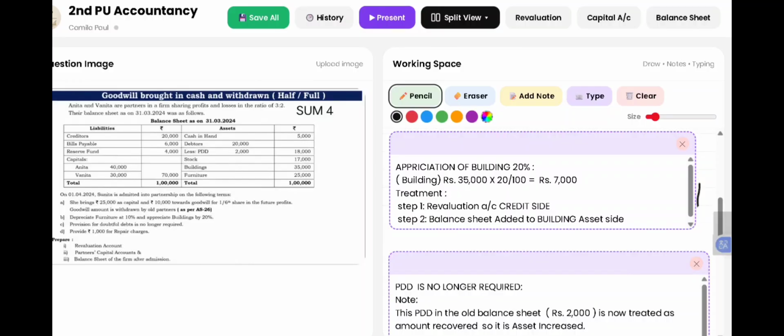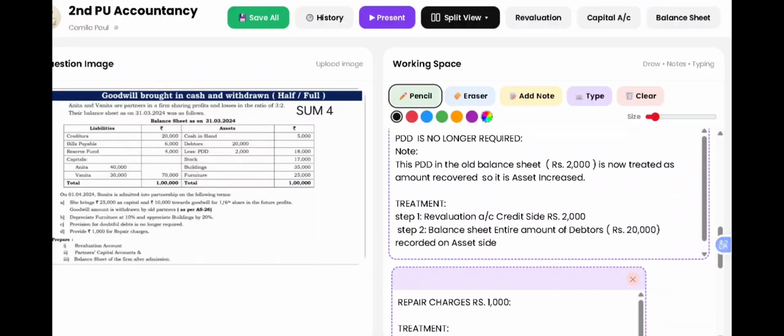Now moving on to the next important adjustment, that is with regard to PDD. It says that PDD, or the provision for doubtful debts, is no longer required. There is a PDD which is given in the balance sheet. Now it says in the adjustment that this PDD is no longer required. So therefore note here that this PDD which is no longer required is treated as a recovered amount. So it is no longer a bad debt for the firm.